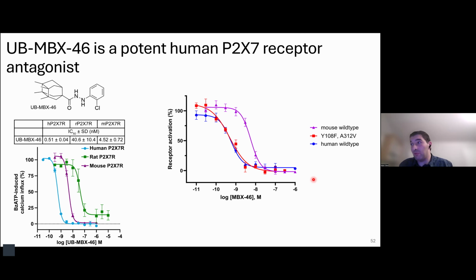And I'm going to skip to the end result, but when we make the mutations in mouse P2X7, alanine 312 to a valine, and tyrosine 108 to a phenylalanine, making it the same exact pocket as human P2X7, the inhibitory potencies shift to the same potency as that of wild-type human P2X7, clearly showing that the two residues were solely responsible for the ortholog-specific differences in the inhibitory potency of UBMBX46.